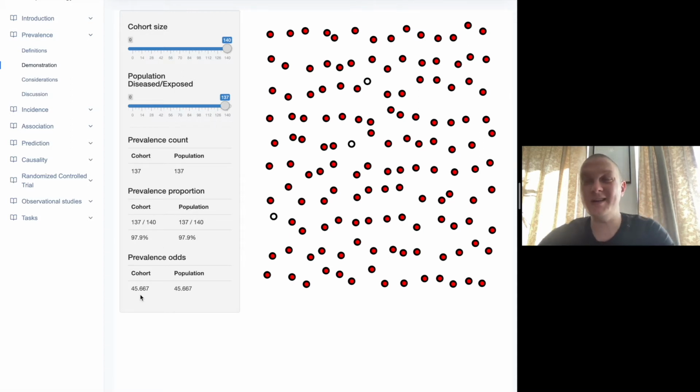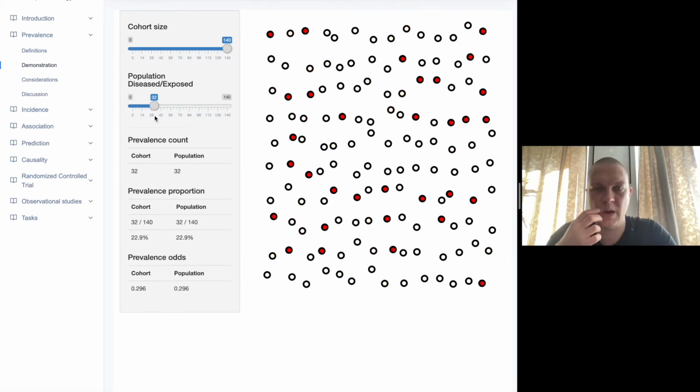So this is why it's not a great communication tool. At 137, the odds are 45. Then I increase to 138, the odds are now 69. And then I go to 139, the odds are now 139. It's very hard to distinguish between those. So at very high prevalence rates, the odds are not a great communication tool. At lower rates, they're better, I'd say. Have a play around with that until you get how this works.